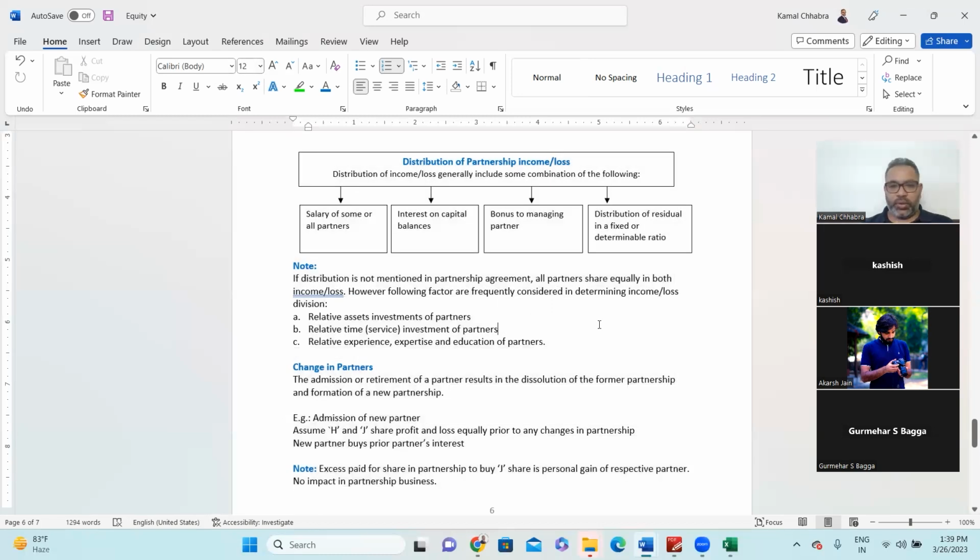Few things you need to consider. First is relative assets investment of the partner, time investment, or experience, expertise, or education of the partner for the respective business to be considered. Next topic is change in partner.